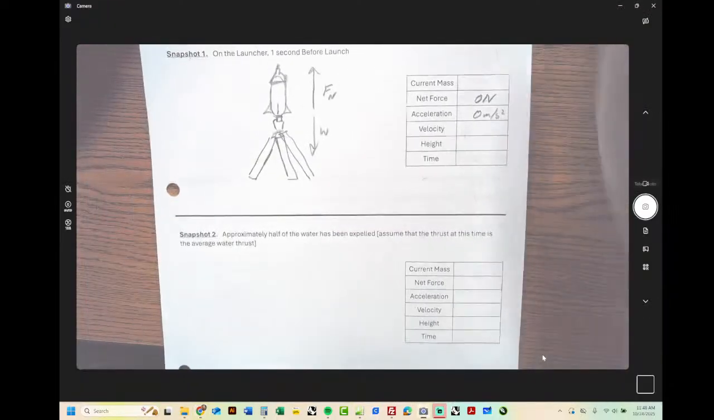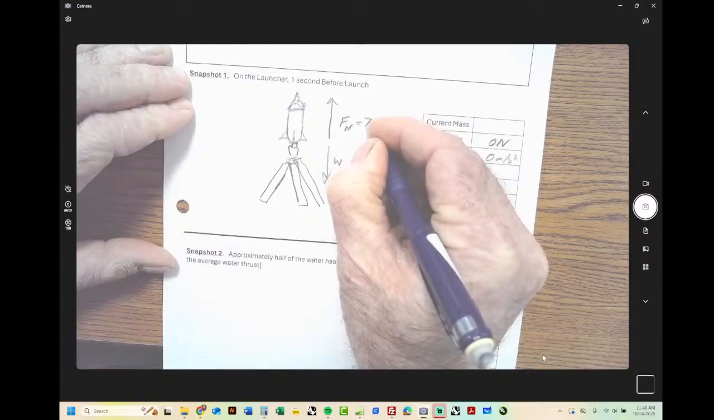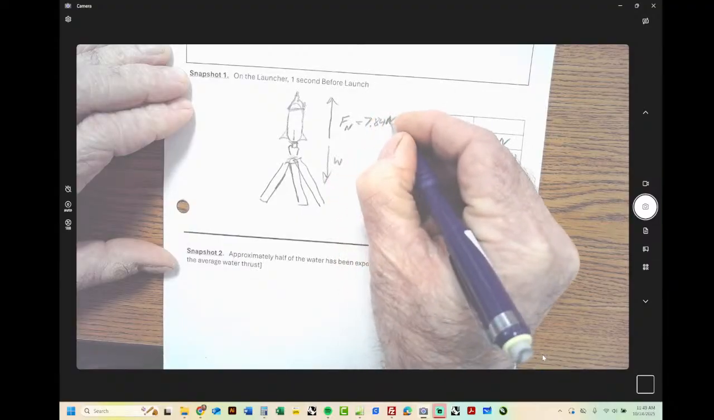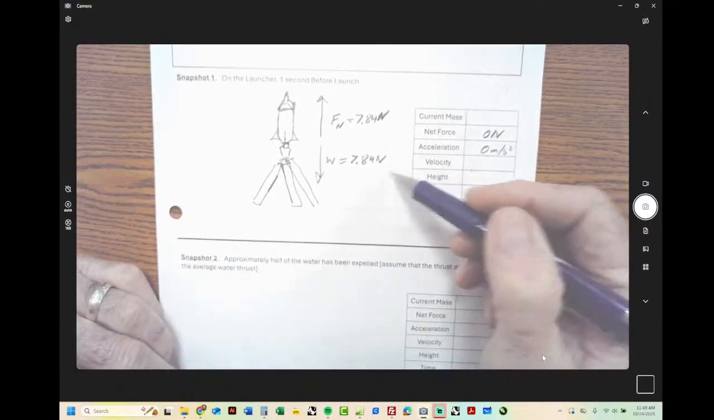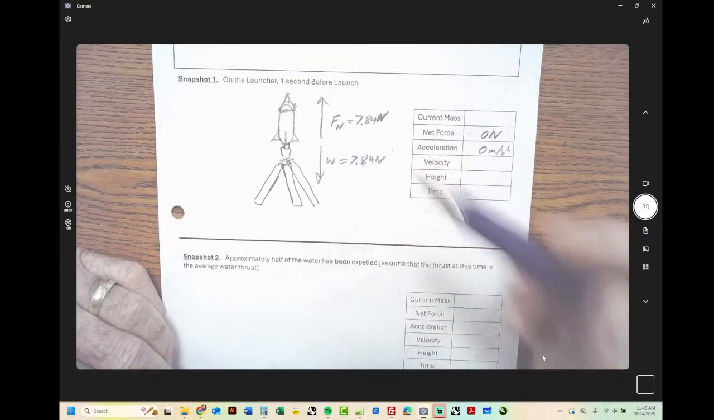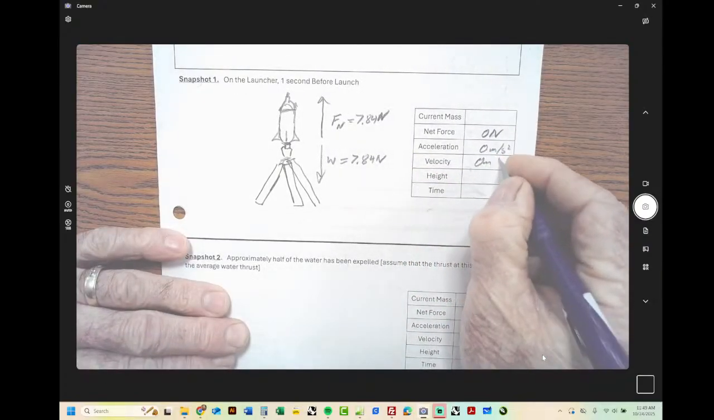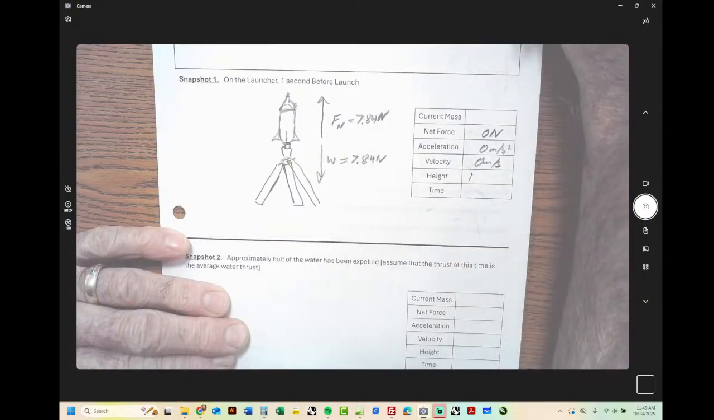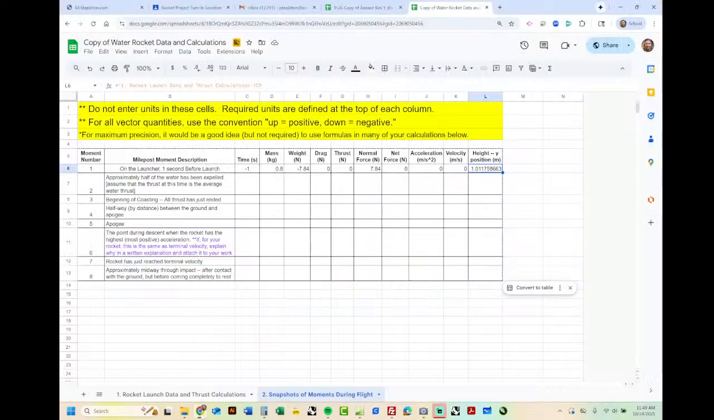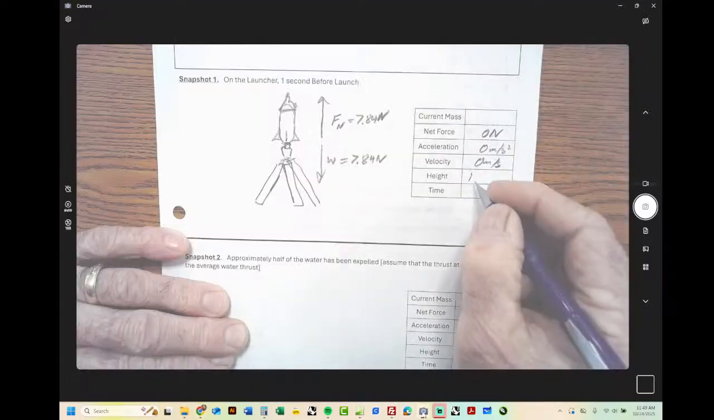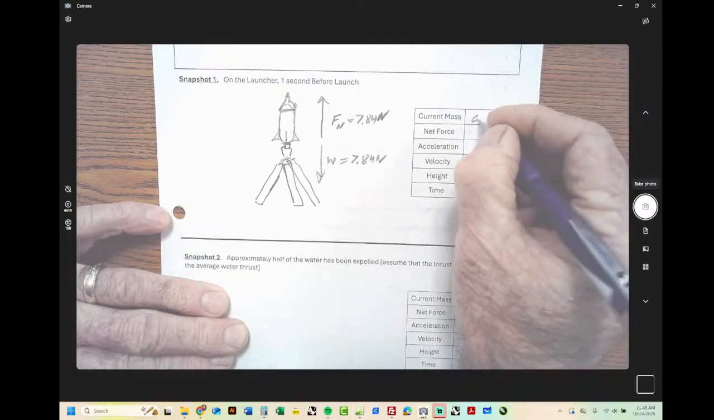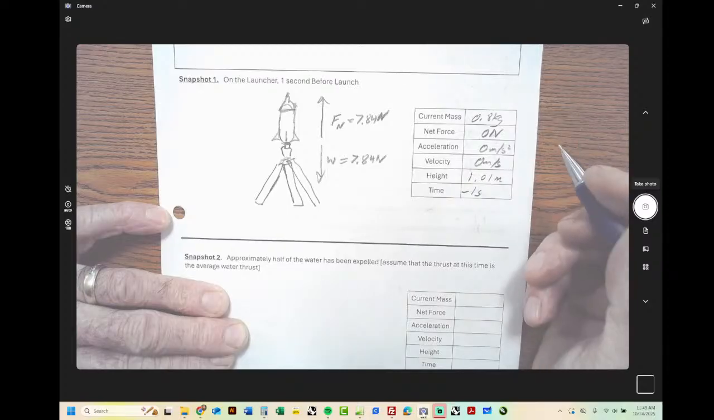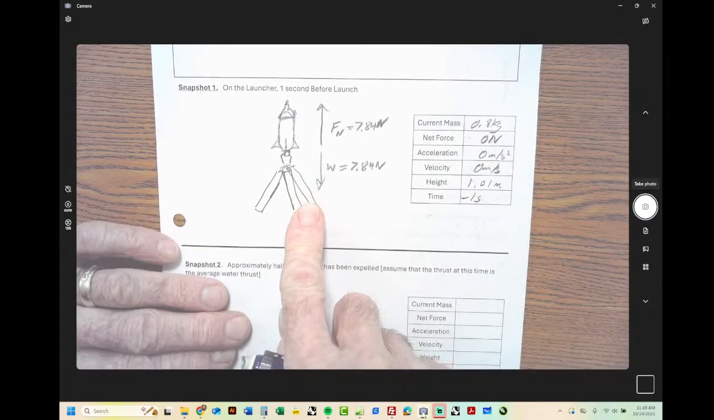7.84 is a number I need to remember. So this is 7.84 newtons, and this is 7.84 newtons. Notice I don't need any negative in this diagram because I've got direction shown by the arrows. The velocity is 0 meters per second. The height is 1.01? I'll just call it 1.01. Time is -1 seconds. The current mass is 0.8 kilograms. So that's all you have to have in your drawings.